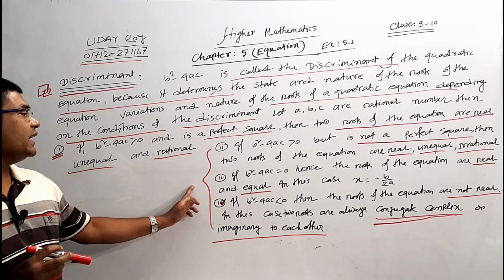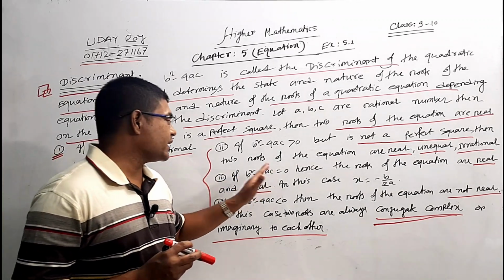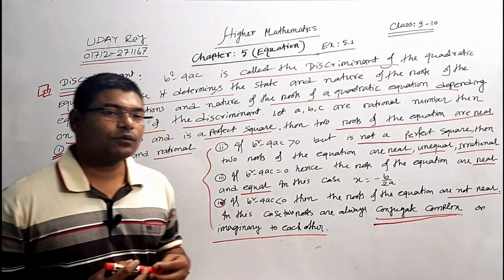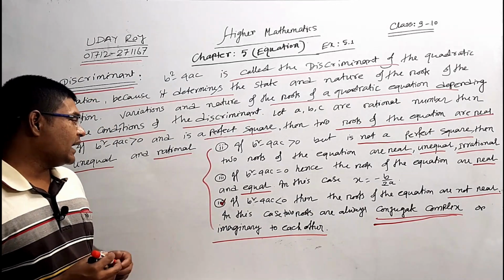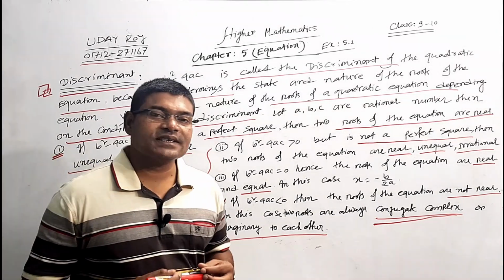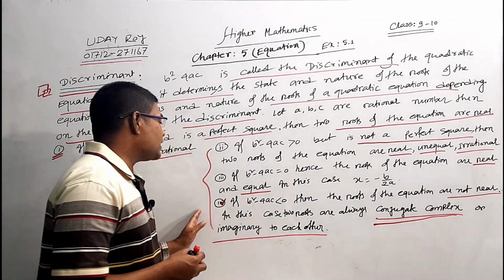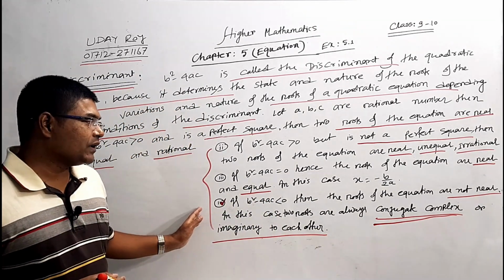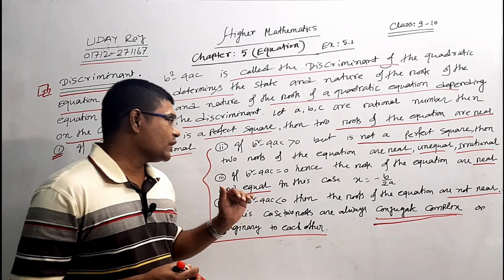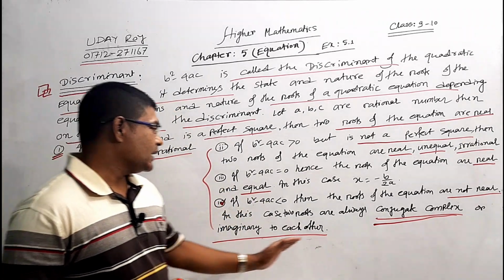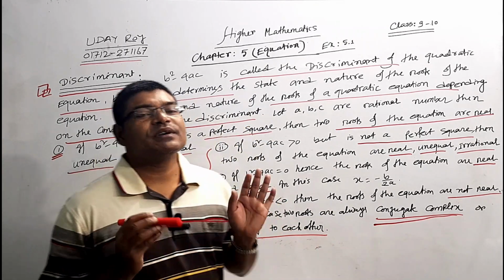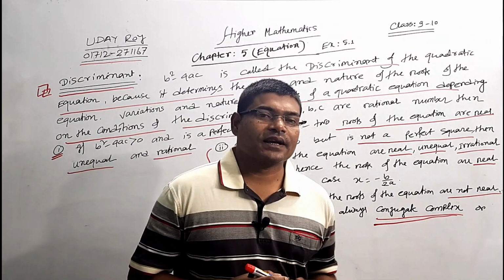And number 3, if b square minus 4ac equal to 0, then we will get real and equal roots. In this case x equal to minus b by twice a. And if b square minus 4ac is less than 0, the roots will be conjugate complex or imaginary to each other. Let's come back to the board.